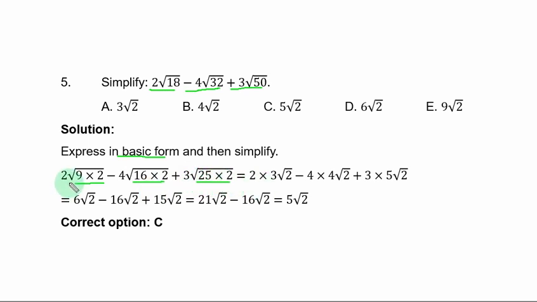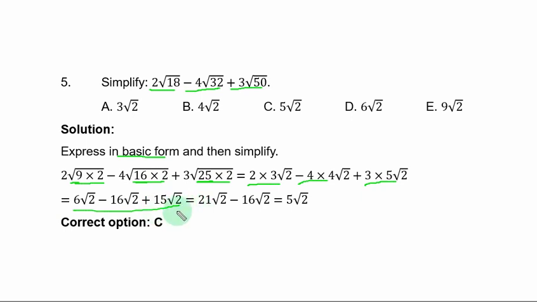Now, if you evaluate root 9, it becomes 3. So you have 2 times 3 root 2 minus 4 times 4 root 2 plus 3 times 5 root 2. 25, the root is 5. 16, the root is 4. If you multiply the coefficients, you have this result.